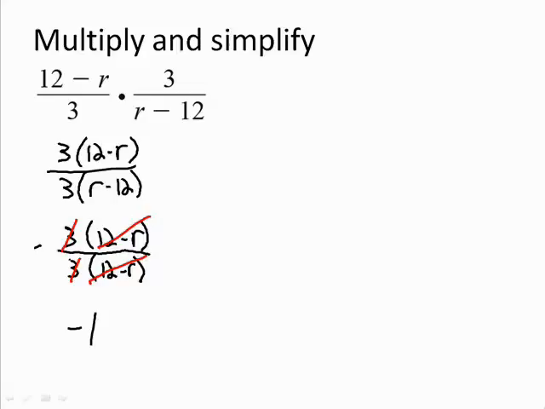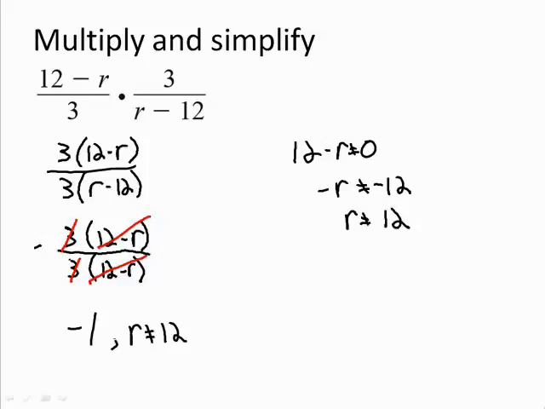This expression has to have the same domain as the original expression. You took a 12 minus r out of the denominator. If 12 minus r was equal to 0, then the denominator would be equal to 0 and the entire expression would be undefined. So 12 minus r cannot be equal to 0. Solve this for r. Subtract 12 from each side. Negative r cannot be equal to negative 12. Multiply each side by negative 1. R cannot be equal to 12. So the simplified expression is negative 1, where r does not equal 12.